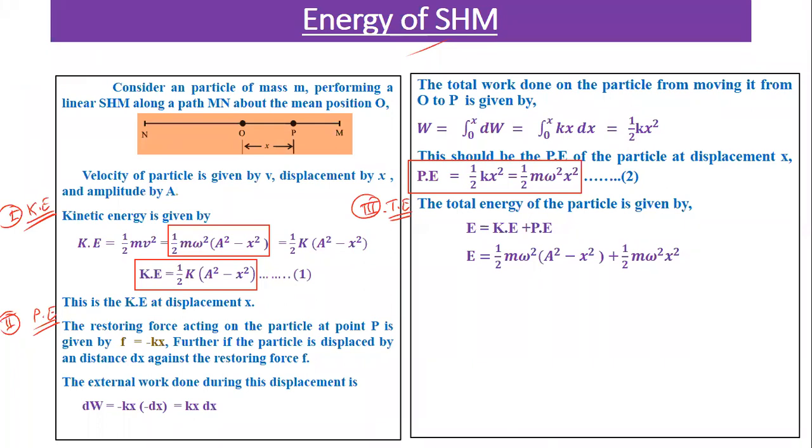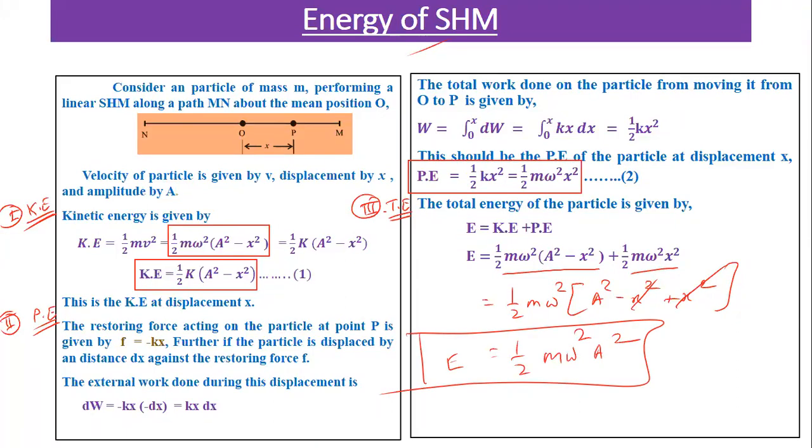So this is the kinetic energy, and this is the potential energy. Now we have to take some common term. What common can we take? m omega square we can take common. So in a bracket we get a square minus x square plus x square. This gets cancelled. So we get 1 by 2 m omega square a square, and this is the total energy. If you see the formula of the total energy and the formula of the potential energy, in potential energy it is x square, and in total energy it is a square, that you can remember.